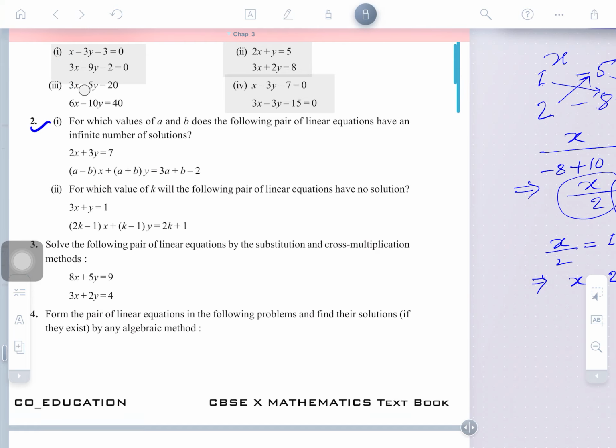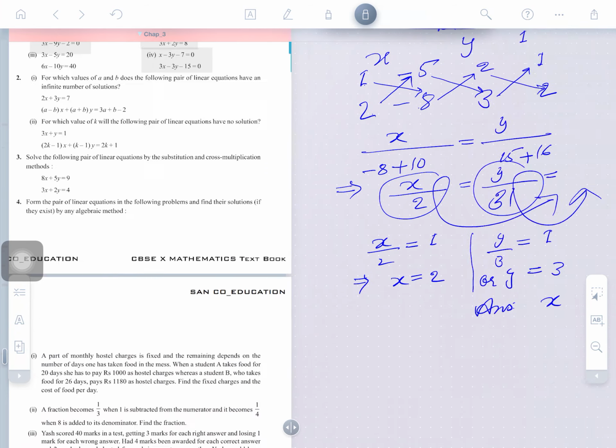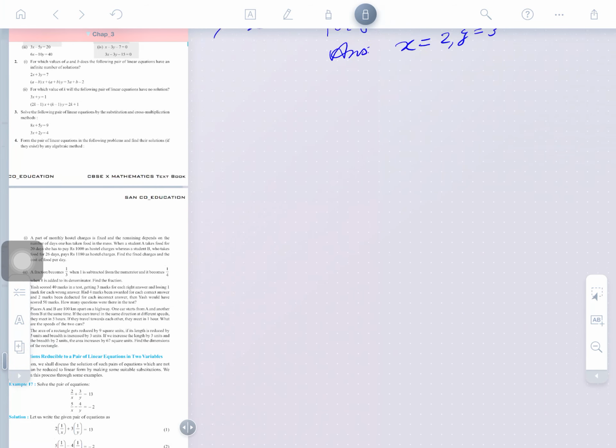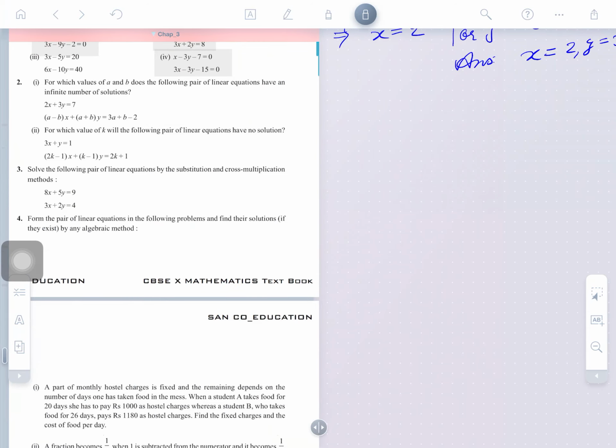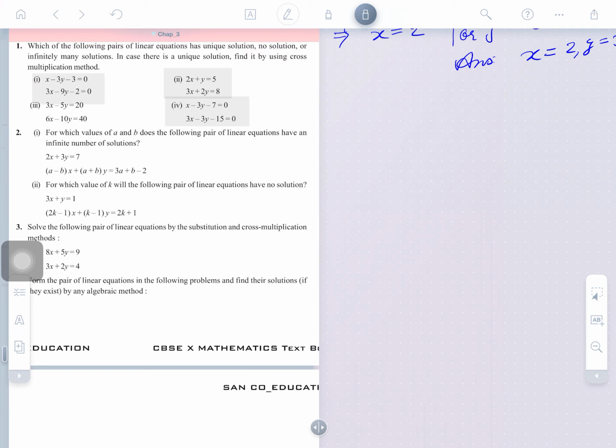I'm talking about question number 2. What is question number 2 saying? Have a look at this please. Question number 2 is saying: for what values of a and b does the following pair of linear equations have infinitely many solutions?